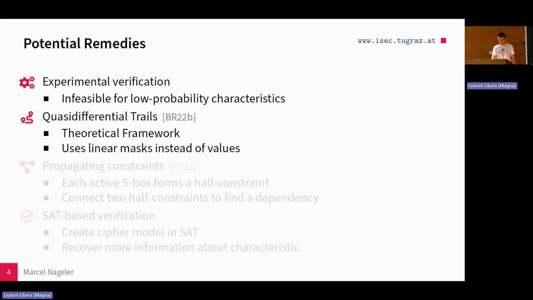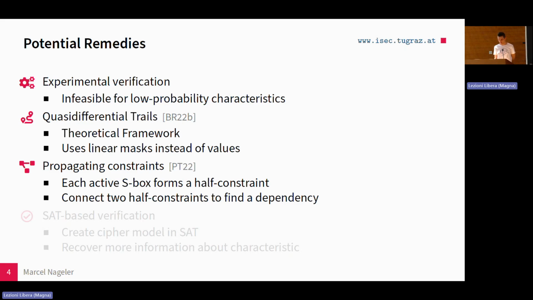Some other things that you can do is you can take the theoretical approach with quasi-differential trails, and we've seen that there are also some nice techniques to calculate the EDP with this trick from the previous talk. And there the values at the inputs and outputs are kind of described by the linear masks. What we also see in related work is the work by Perrin and Tan, where essentially the idea is to propagate constraints, where each active S box forms like a half constraint, and you try to connect two half constraints together to find a key dependency.